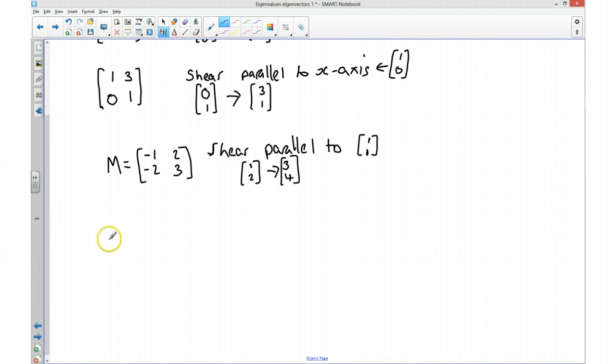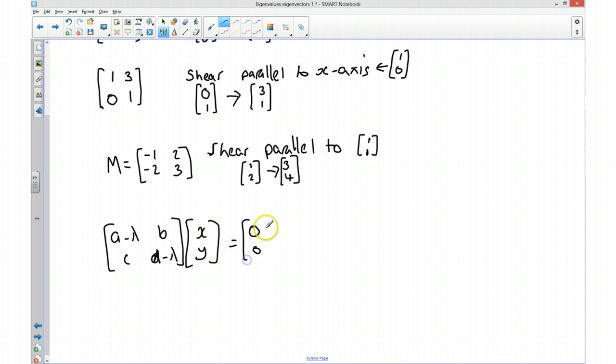Okay, so I'm going to start off by saying that I know that if I've got the matrix (A minus lambda, B; C, D minus lambda), I want that to be equal to (0, 0). Okay, and this is the equation that we want to solve. So I'm going to substitute in my values here.